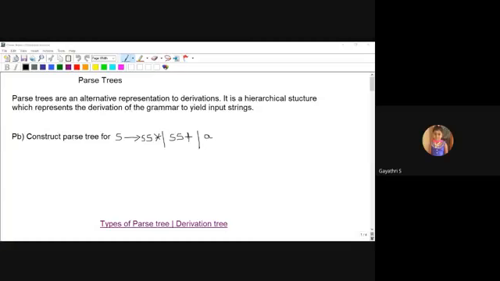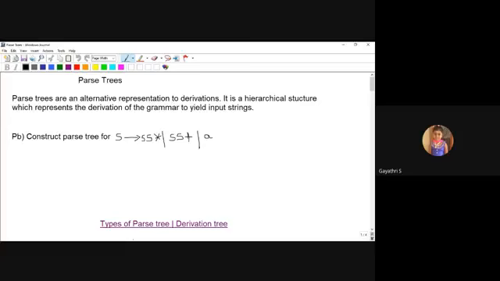So syntax tree, from the name itself, you can guess the second phase of compiler, syntax analysis. For making the analysis, the syntax tree will play a major role. This is the definition of parse tree. Parse trees are an alternative representation to derivations, right? You know derivations and the types of derivation, leftmost, rightmost. So it is a hierarchical structure. It is a tree-like hierarchical structure which represents the derivation of the grammar, and yield. Yield means the output of the parse tree.